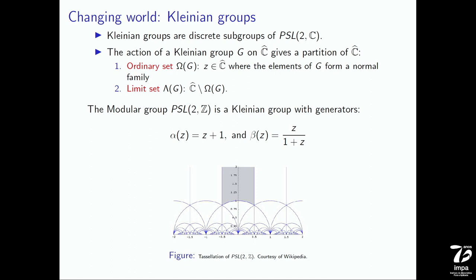And in this talk, we're interested in one particular Kleinian group, which is the modular group, PSL2Z, with the generators alpha of zeta equals zeta plus 1, and beta of zeta equals zeta over 1 plus zeta. And here we see the tessellation of the modular group. The ordinary set is the upper half plane and the lower half plane, and the limit set is the real line. We show just the upper half plane because what happens upstairs and downstairs is the same.